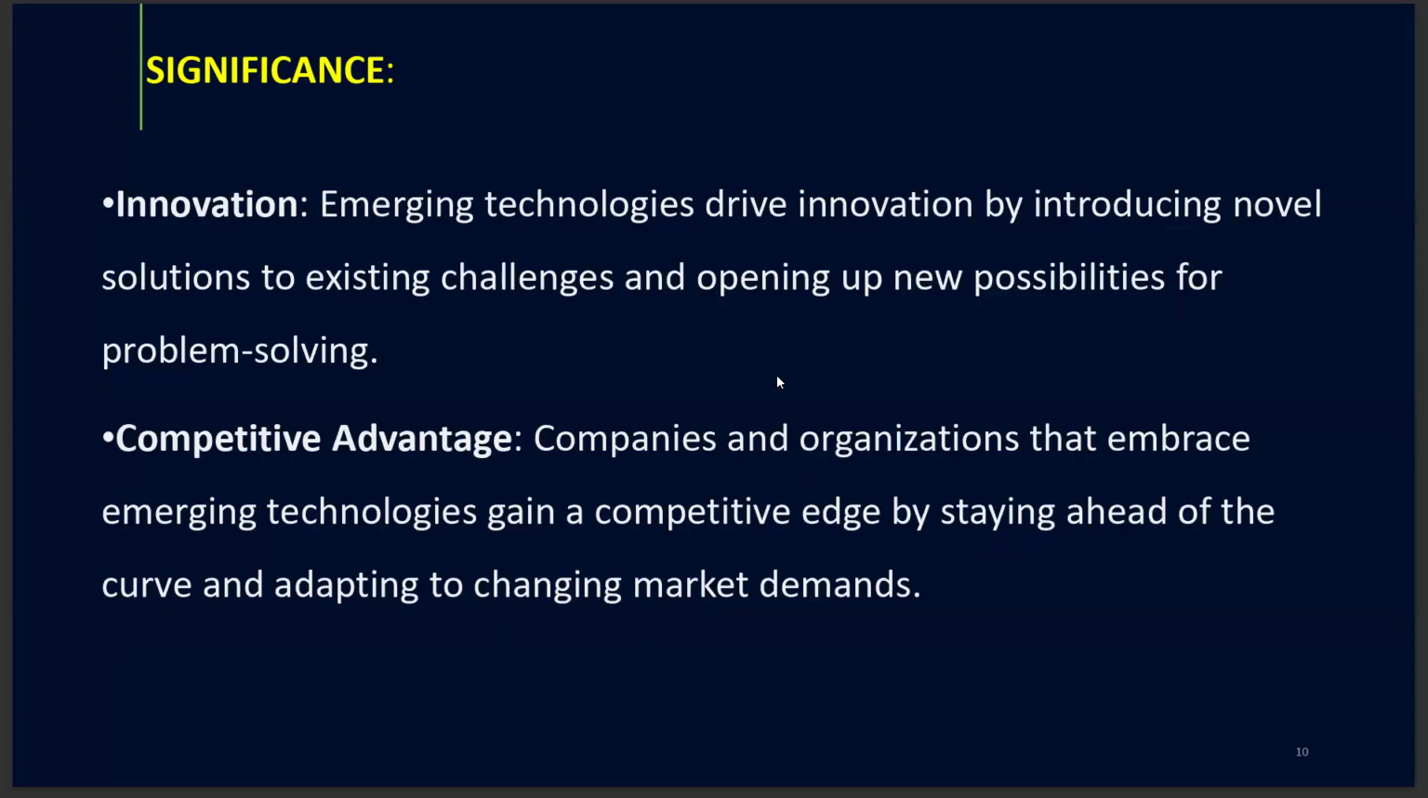Okay, then we're also going to look at some of the impacts, the significance of this ET. ET, basically I'm referring to emerging technologies. So the first significance of this emerging technology is basically to drive innovation by introducing novel solutions to the existing challenges and opening up new possible opportunities in problem solving.